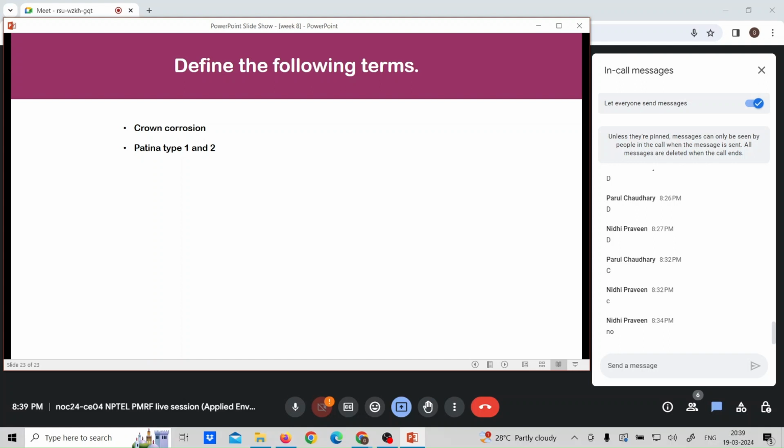I think there was one particular slide which explained the different characteristics, where it happens, and what modification happens between patina type 1 and type 2. In your lectures, you can just go back and have a glance at it, because all these are general topics which you should be knowing.